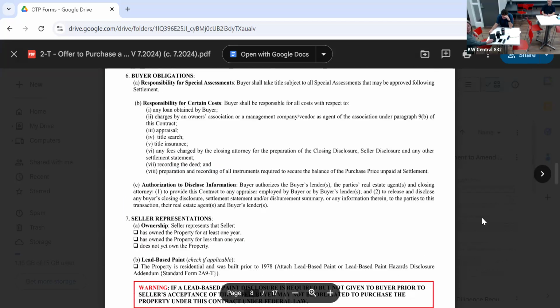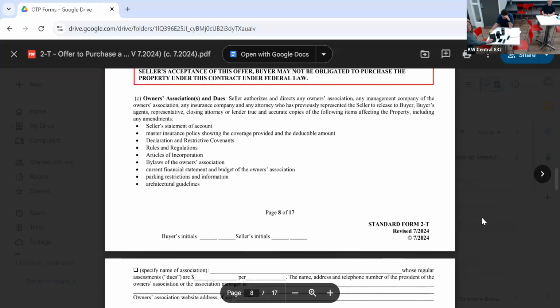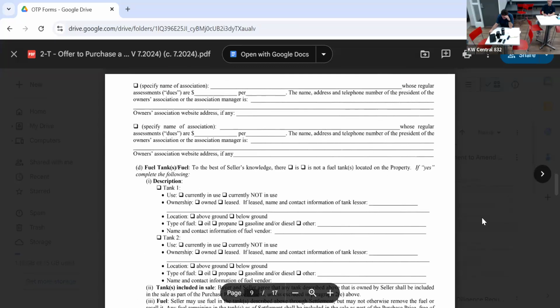And then we have seller representation, how long they owned the property, lead-based paint. We get into owners associations and dues. Again, if they are there, put them in there. Many times this will be on the residential property disclosure. If it's not, get the information from the listing agent to be able to put that information in. Because the attorney is going to have to contact the HOA for any transfer fees, what's already been paid, and any prorations that may need to happen.